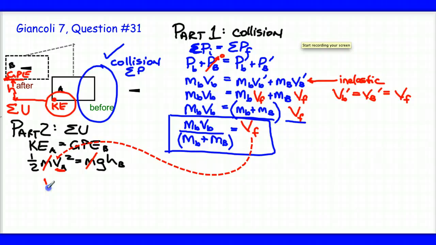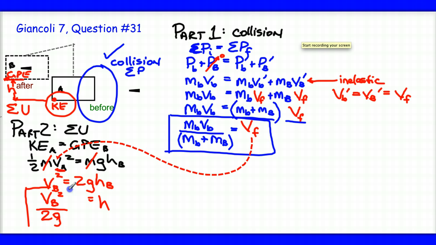So I'm going to get that the velocity at B squared is equal to 2gh at B. Of course, if I were trying to solve for h, which I'll go ahead and do here, I'm going to get the velocity at B squared divided by 2g. And so now I have this expression that will determine the height based on how fast it was going. And I know how fast it was going in terms of the initial velocity of the bullet and the mass of the bullet in the block, so I could substitute that in.